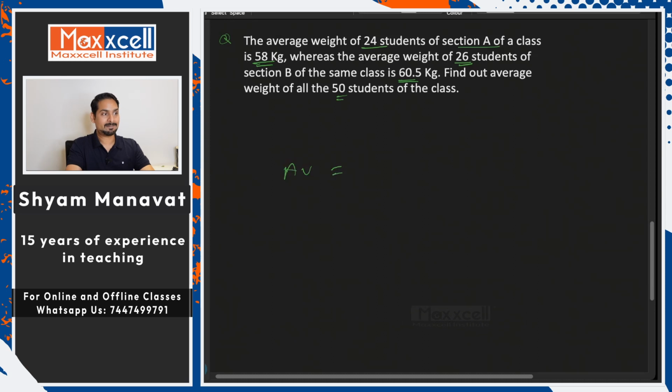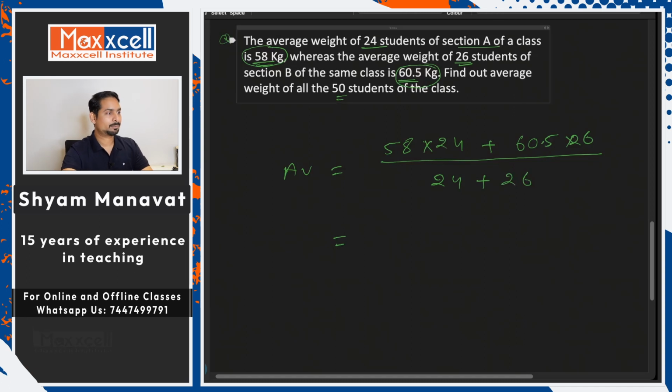You will apply the combined average, because here you have the average of section A and the average of section B, with the number of students given in each section, right? So you will apply the combined average. The average of section A multiplied by the number of students in section A, plus the average of section B multiplied by the number of students in section B, divided by the number of students in section A, which is 24, plus the number of students in section B, which is 26. So you just need to simplify this and you get the answer.